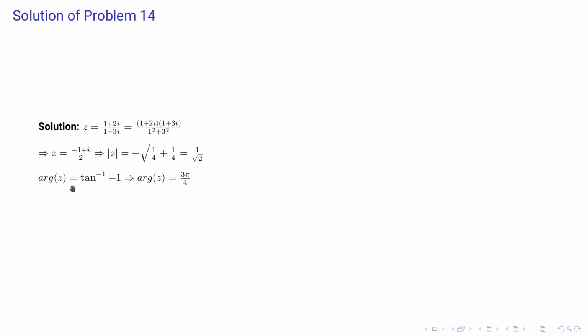Now the argument of z would be tan inverse of minus 1, because minus half by minus half would be minus 1. We will have the argument as 3 pi by 4. Note that here x is negative. The real part x is negative, so this will be in the second quadrant. If x had been positive and y negative, then it would have landed in the fourth quadrant instead of the second quadrant.